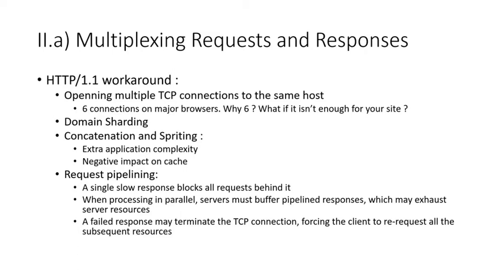For some websites though, 6 is not enough. And that's where domain sharding comes into play. By splitting the website's assets across multiple subdomains, we can extend the number of concurrent TCP connections. On the other hand, we have concatenation and splitting. That is where you combine multiple JS or CSS files into a single file. That's for concatenation. Or multiple image files into a single composite image, and that's for splitting.